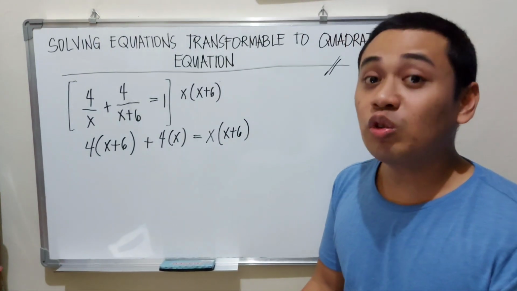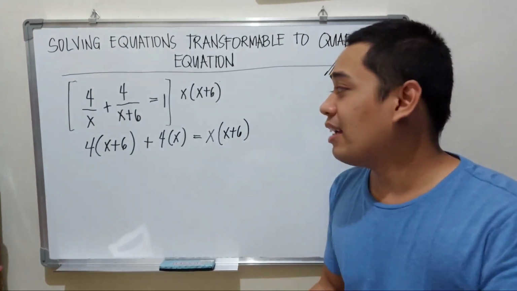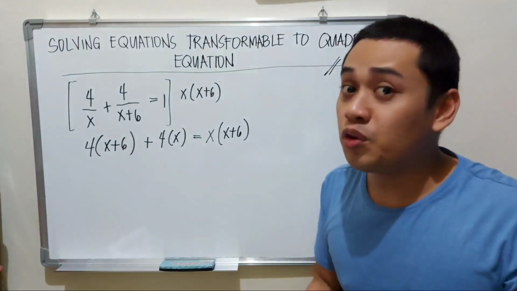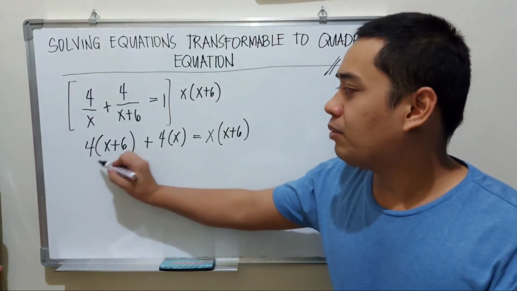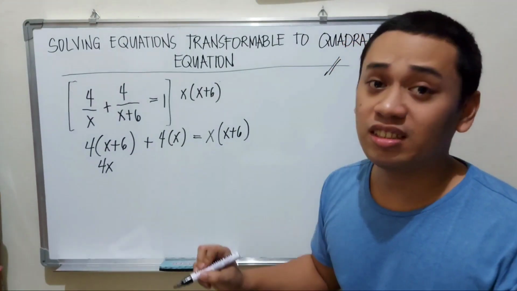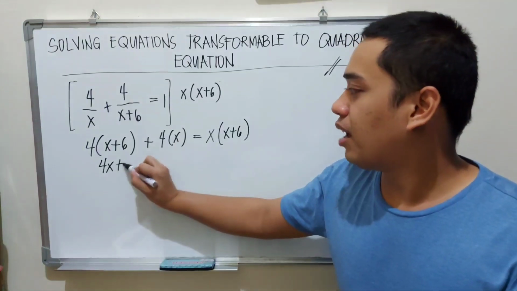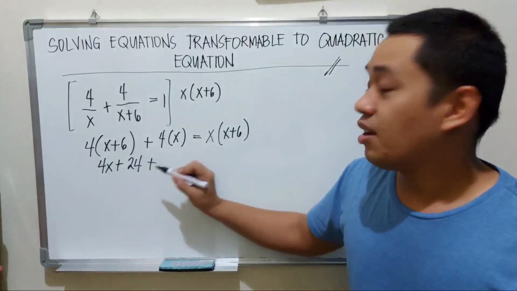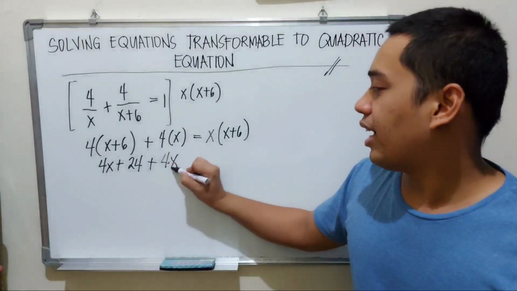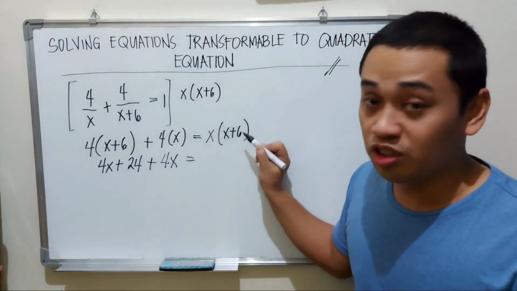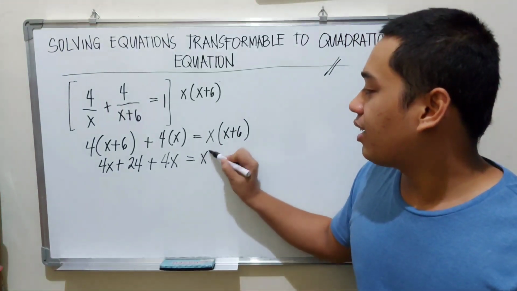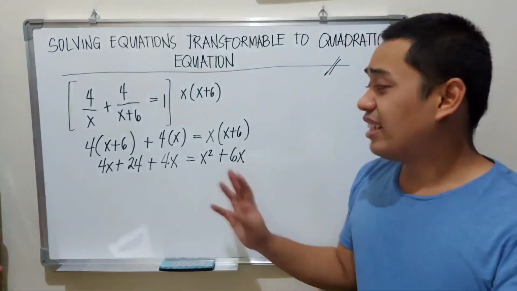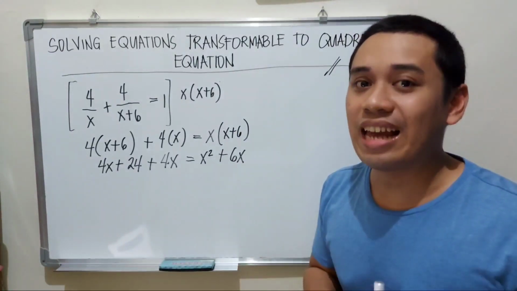The next thing we need to do is to multiply yung mga factors para masimplify pa natin further yung equation. So, 4 times x, 4x upon distribution to. Then, plus 4 times 6, we have 24, plus 4 times x, 4x is equal to, distribution ulit, x times x squared, plus x times 6, 6x. Next step that we need to do is to combine like terms.